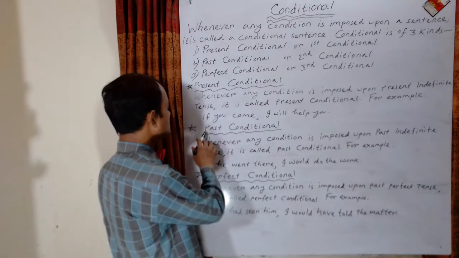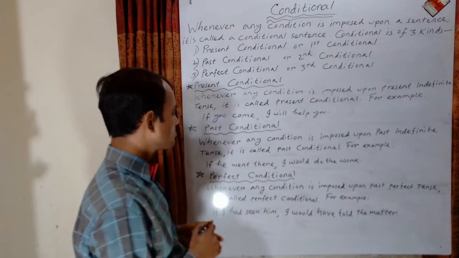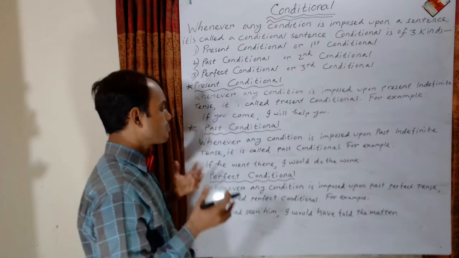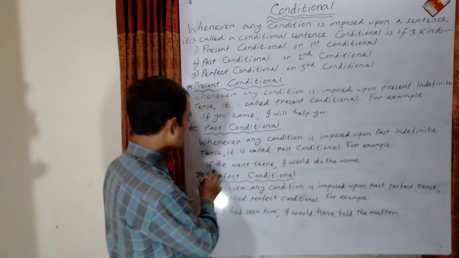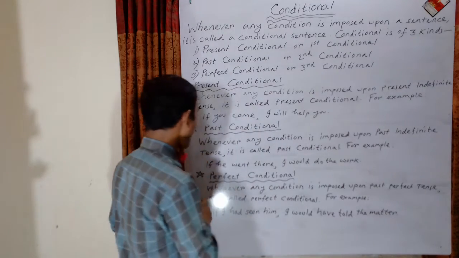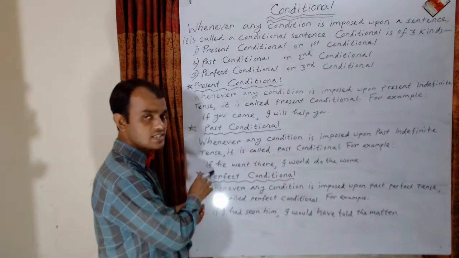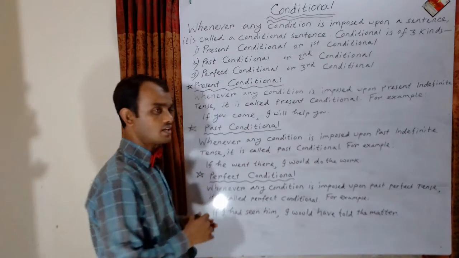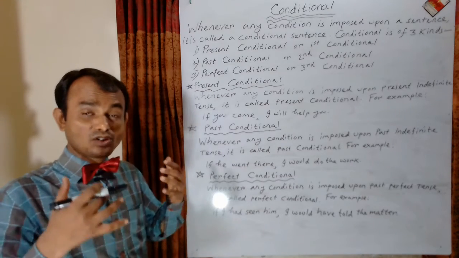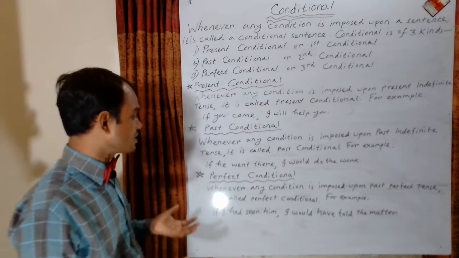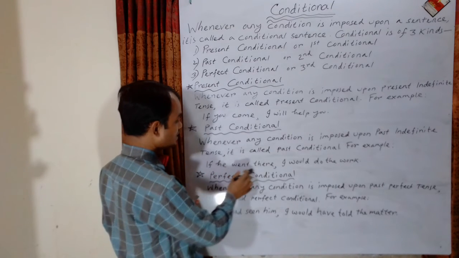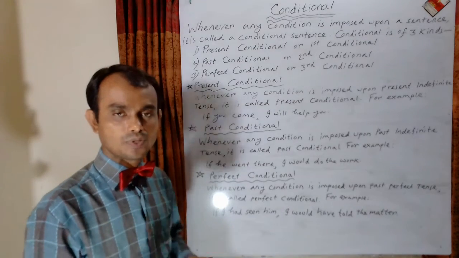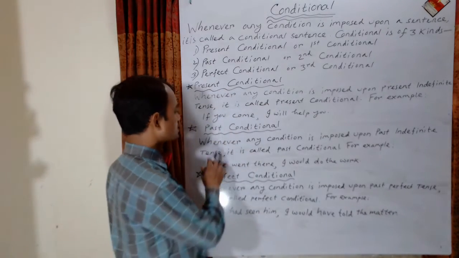The next one, past conditional. Whenever any condition is imposed upon past indefinite tense, it is called past conditional. For example, if he went there, I would do the work. This is a conditional sentence because we have found the conjunction if, and the condition is imposed upon he went there. This is past indefinite tense, so it is past conditional.